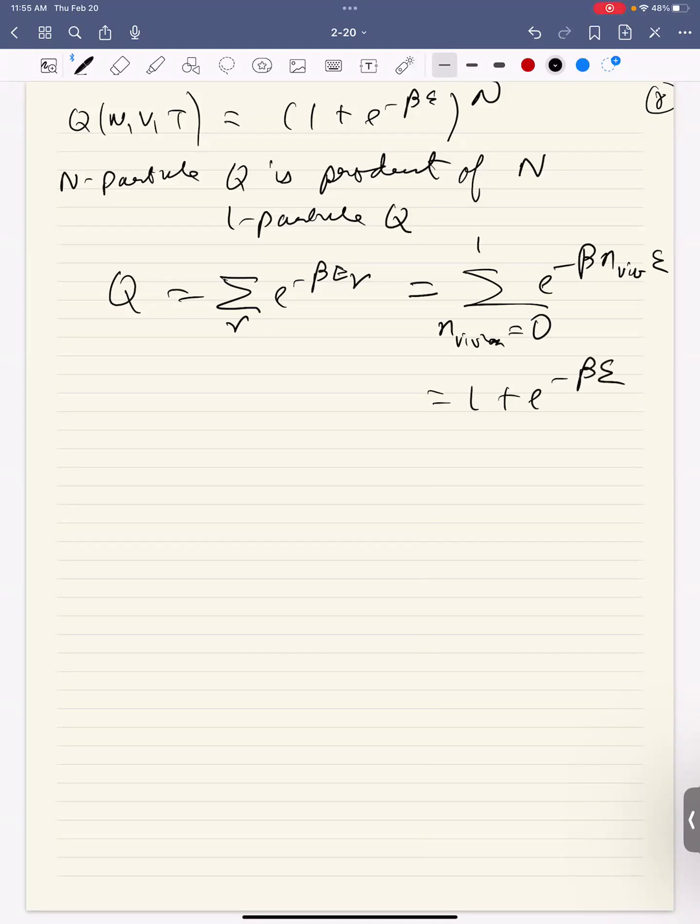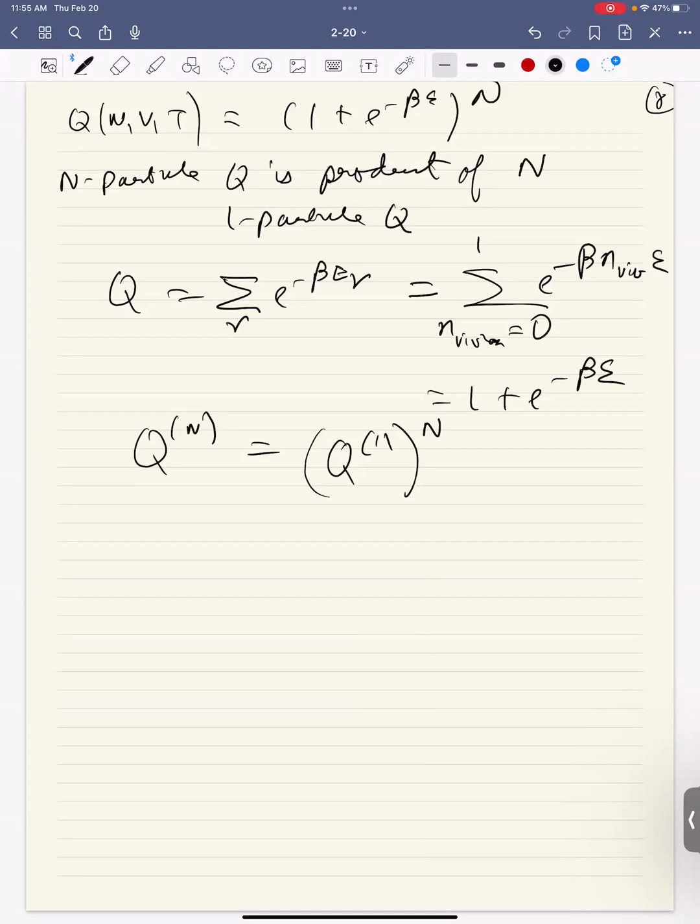And then I say, well, every particle is the same. They are distinguishable, but their energetics is the same, right? So I can just take it to the power n. Therefore, Q of the n particle system is Q of the one particle system to the power n.